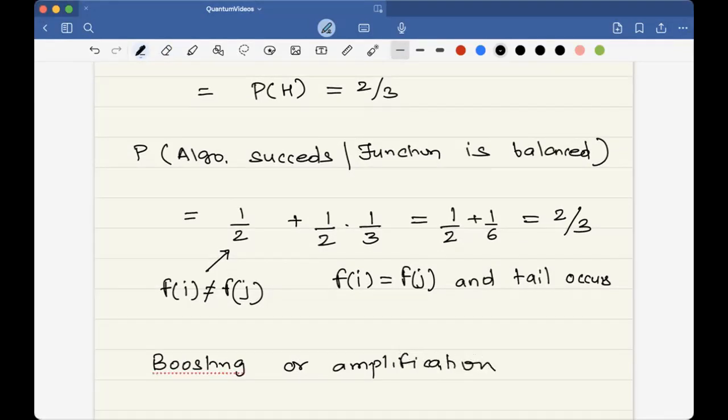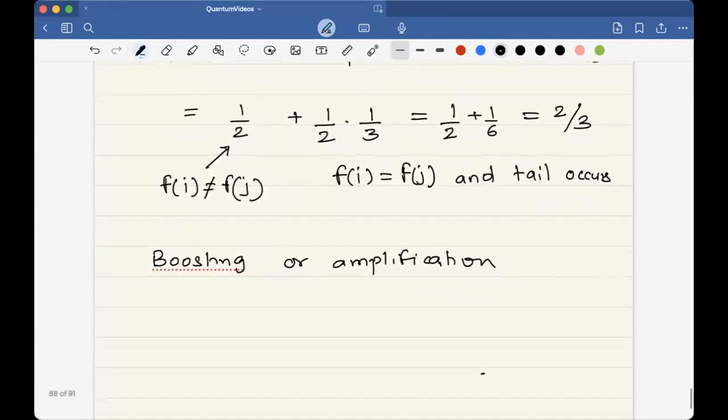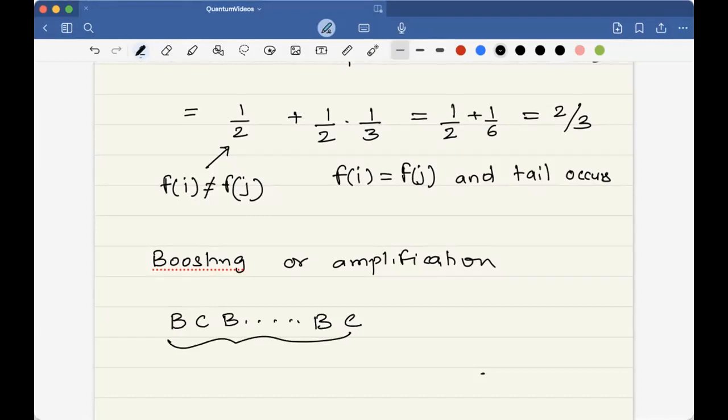And the idea is to run the algorithm repeatedly for, let's say, n times, and then do a majority vote and output the answer that has the majority of the outputs. And let's say you run the algorithm for n times and you get something like balanced, constant, balanced, and so on. And what you do is count the number of balanced outputs, count the number of constant outputs, and then output which has the larger value. So output the majority vote, right? So you have to rerun the algorithm n times.